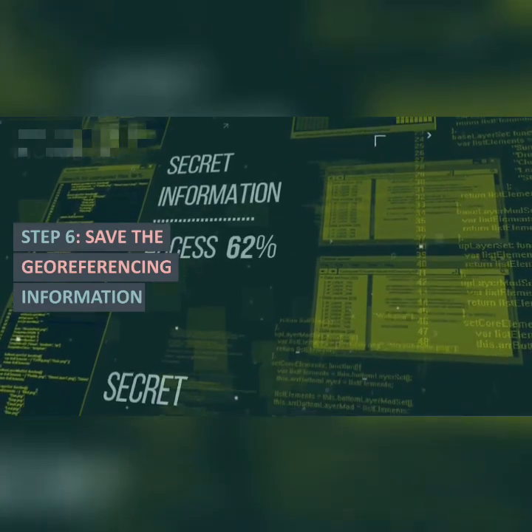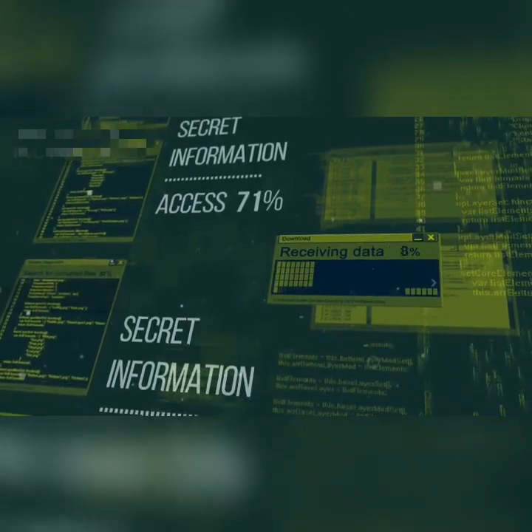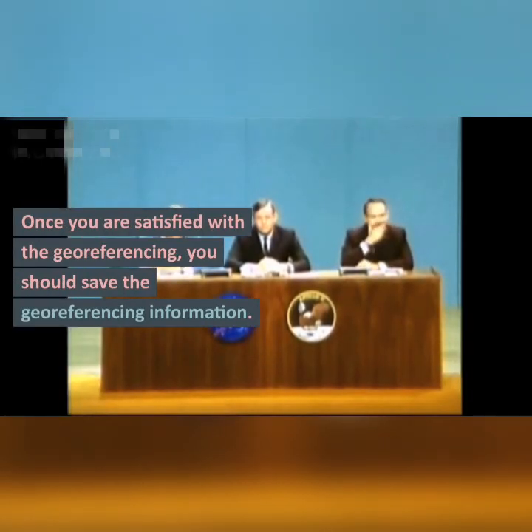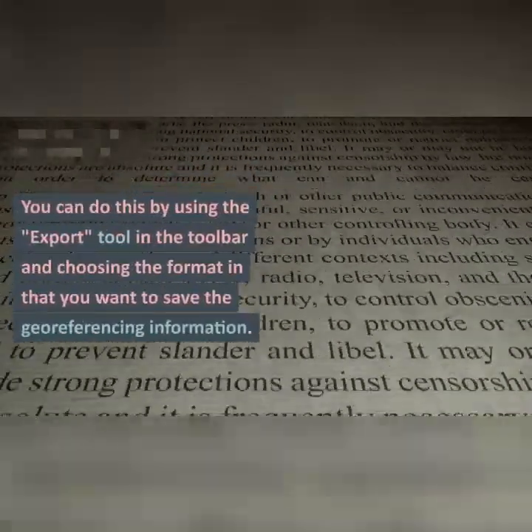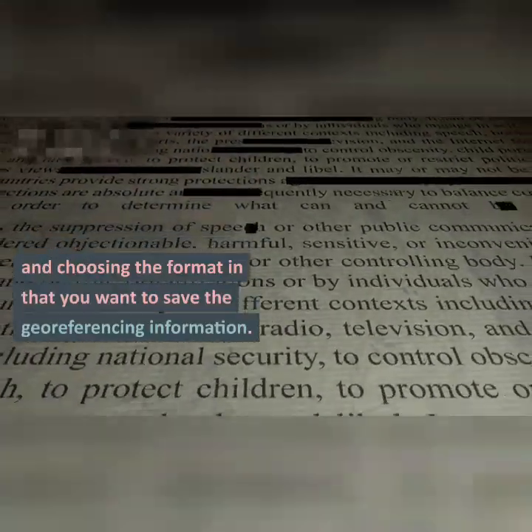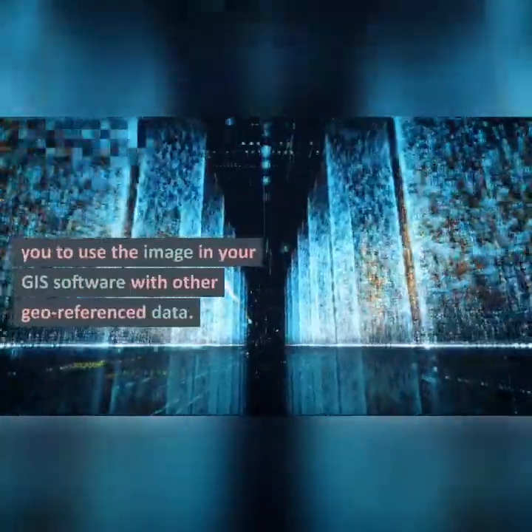Step 6. Save the georeferencing information. Once you are satisfied with the georeferencing, you should save the georeferencing information. You can do this by using the Export tool in the toolbar and choosing the format in which you want to save the georeferencing information. This information will allow you to use the image in your GIS software with other georeferenced data.